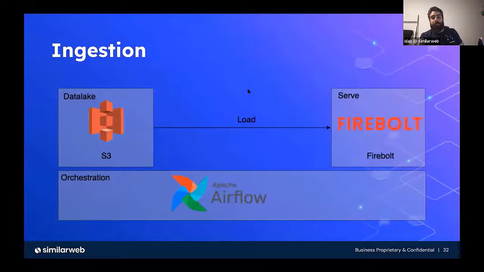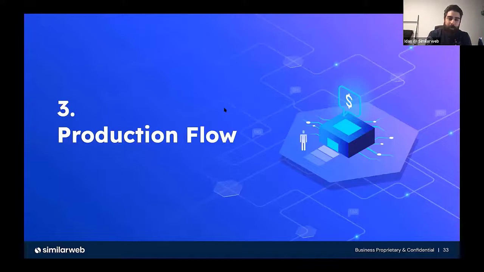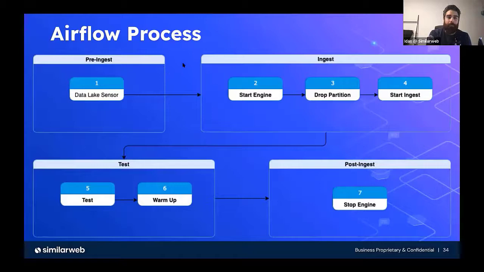And the ingestion part, remember when we had a Spark job with Databricks, that is gone. We just load the data from the data lake straight to Firebolt using Airflow as a task orchestrator. And that's it. So let's take a look at the production flow. First, let's see the ingestion process in Airflow. Before ingest, we have a data lake sensor, which tells us if a partition is available for ingestion in our data lake.